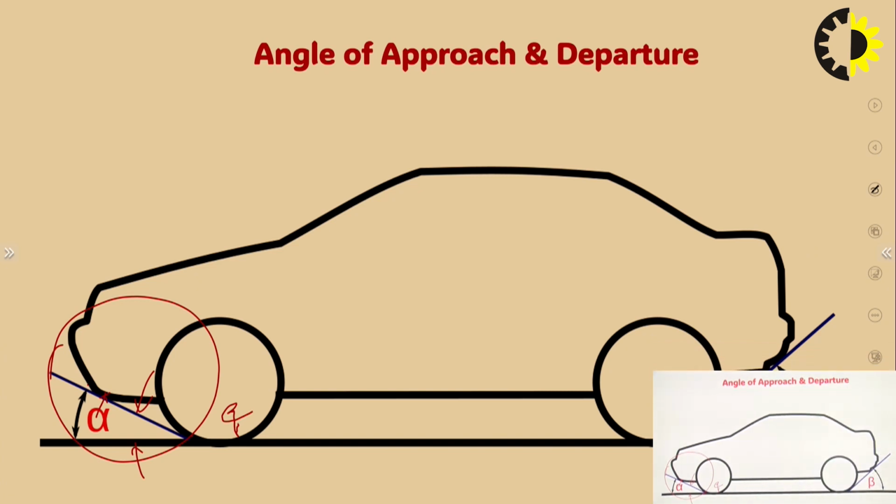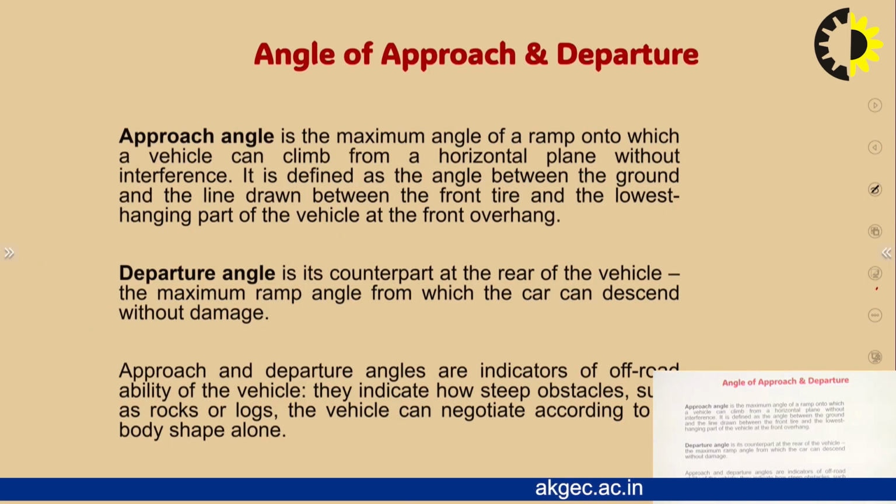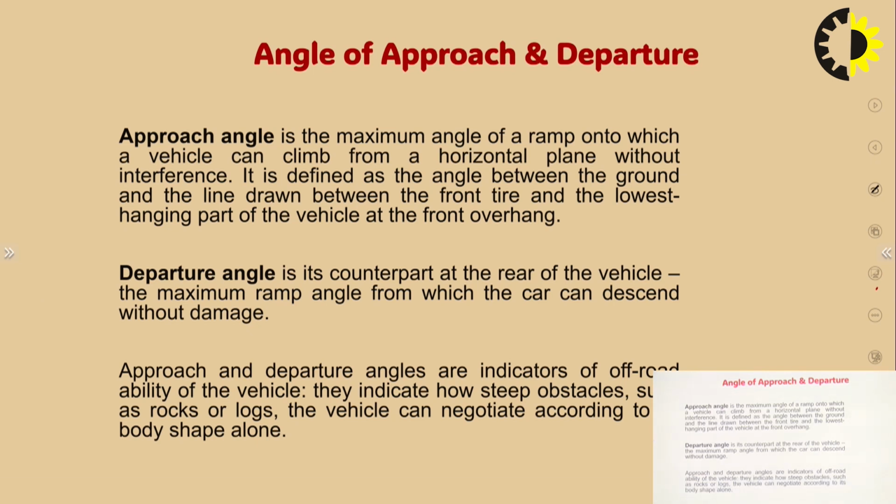Whereas this is the angle of departure. Same thing. The angle of departure is the angle between the ground and the tangent drawn between the wheel of the car and the lowest hanging part at the rear end of the vehicle. The angle of approach is the maximum angle of ramp onto which a vehicle can climb from a horizontal plane without any interference. So it is the angle between the ground and the line drawn between the front tire and the lowest hanging part of the vehicle at the front end.